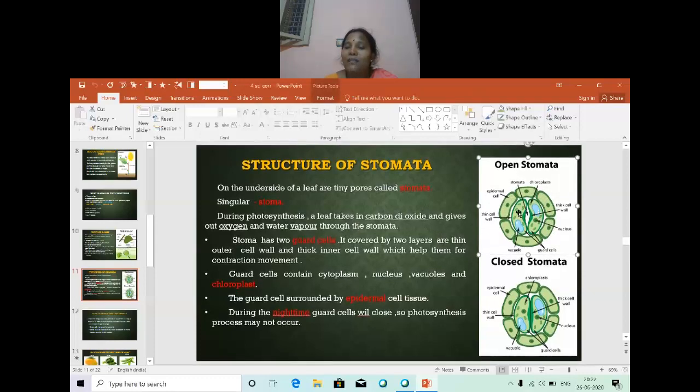Inside the guard cells is cytoplasm. This cytoplasm contains a nucleus, vacuoles, and some chlorophyll is present here. Chlorophyll means chloroplast, which is a plastid. In between, the gap opens during the daytime, because only in the daytime does the photosynthesis process happen. During the night time, photosynthesis will not happen, so it is closed.